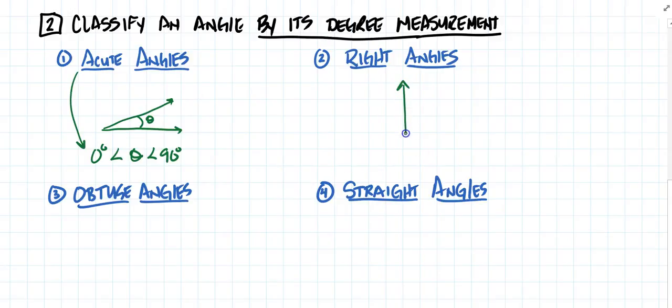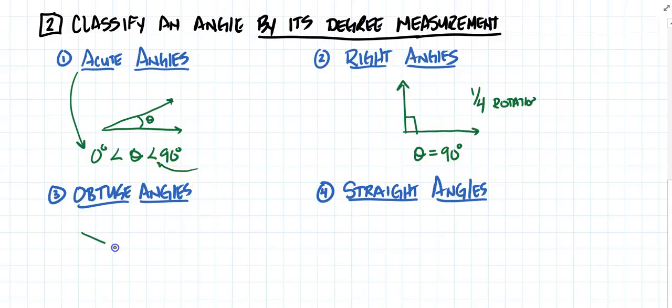Right angles should be pretty straightforward. They are perpendicular to each other. It's an angle of 90 degrees. It's also considered as 1/4 of a rotation around the entire circle. So think of it as 1/4 of a rotation. That is when theta is indeed equal to 90 degrees itself.